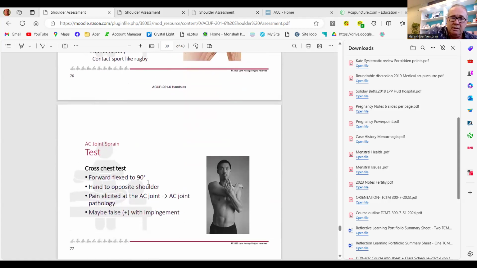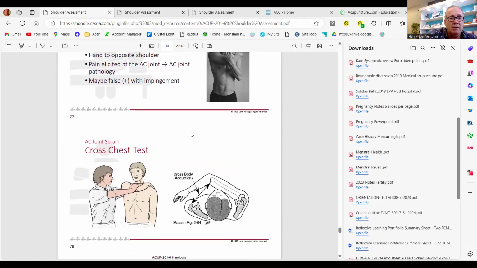You perform the tests, the AC joint test, which is where we're pushing the elbow across the client to find out where the pain is. And as you can see, the therapist is standing to the side and just gently putting pressure across to see the stability of the AC joint.